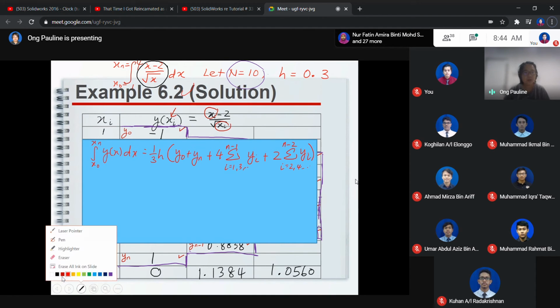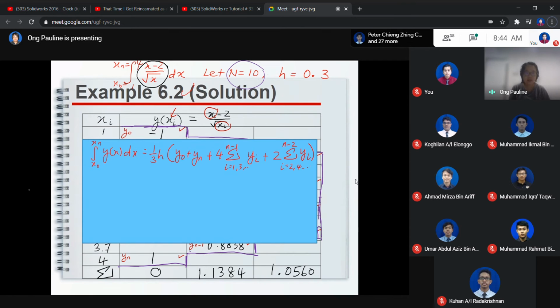Okay, so untuk soalan ini, kita nak integrate from 1 to 4 for the function x minus 2 divided by square of x dx. Okay, so kita just masukkan maklumat yang kita ada. So we have 1 over 3. And the h, we know that it is 0.3 when we let n to be 10. Okay, so I have 0.3 here. Okay, and for the y naught plus yn, we know that it comes from the first column. Okay, so sini kita ada kosong.